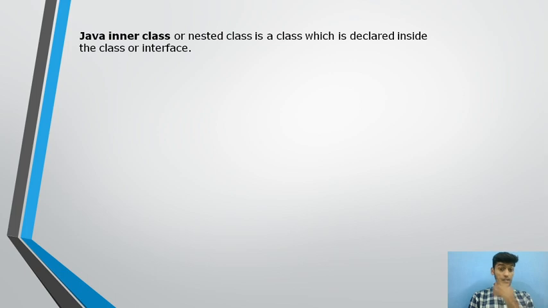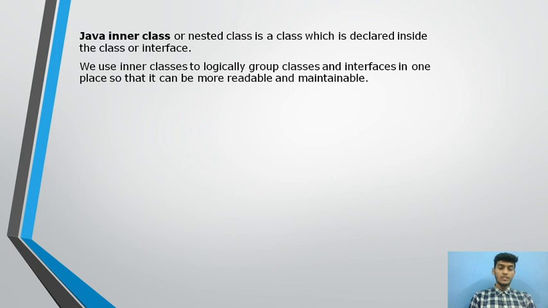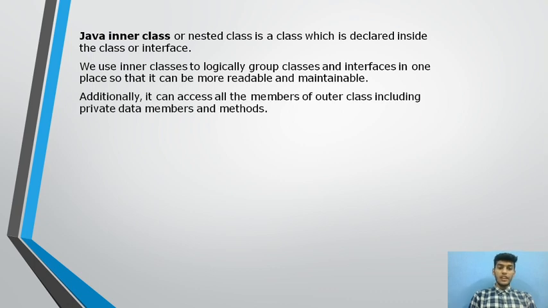First, what is a nested class? A nested class is a class which is declared inside another class. Now, why do we need nested classes? We generally use inner classes or nested classes to logically group classes and interfaces in one place so that it can be more readable and maintainable. Additionally, it can access all the members of the outer class including private data members and methods.